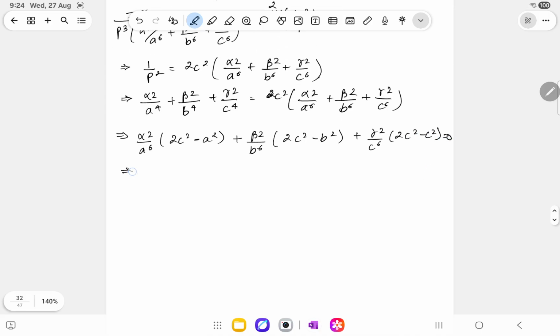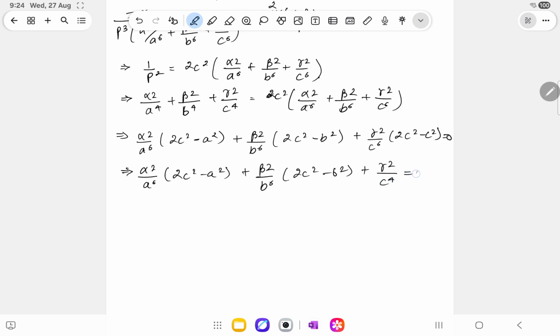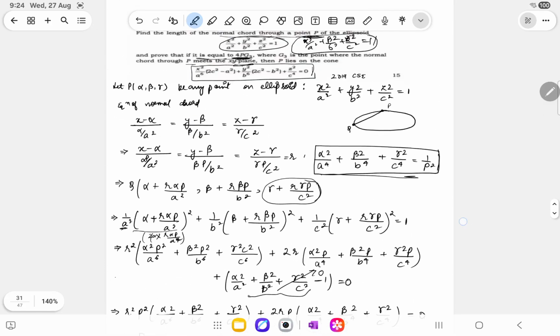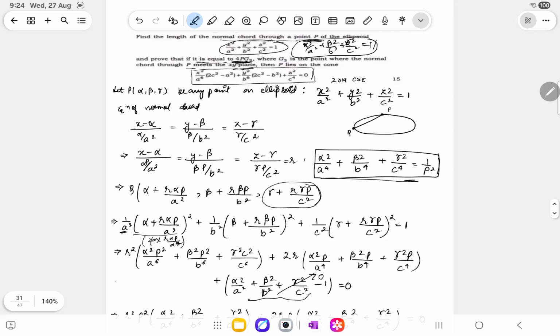So if I simplify it, I'll get alpha square by a raised 6 into 2 square minus a square, plus beta square by b raised 6 into 2c square minus b square, plus gamma square by c raised 4 is equal to 0. So this is basically the required equation of the cone that we got if we equate the length PQ with PG3.